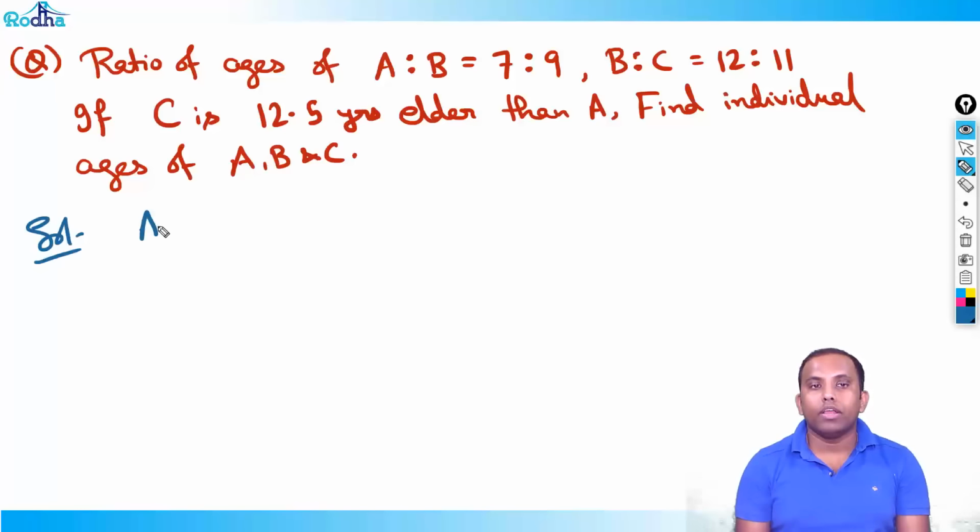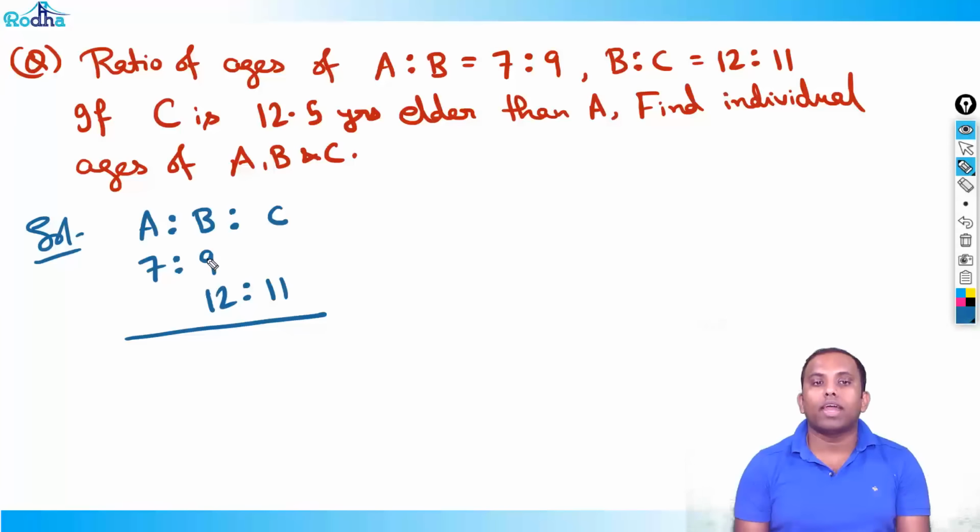So the ratio of A to B is what? It is 7 to 9. What is the ratio of B to C? 12 to 11, right? So you can write them in the same line, A to B to C, where A to B is 7 to 9 and B to C is 12 to 11. What is the combined ratio?